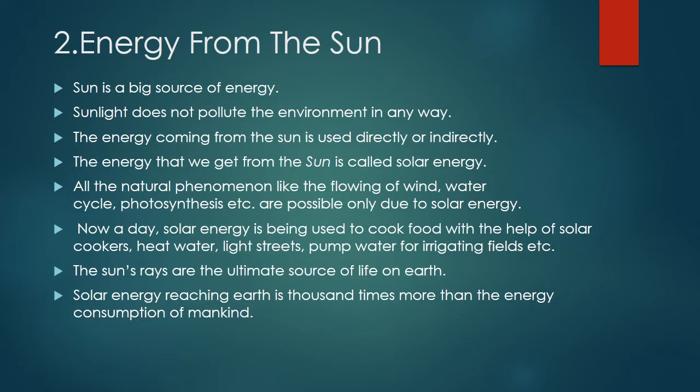Energy from the sun. The sun is basically a big source of energy. Sunlight does not pollute the environment in any way. So the energy coming from the sun is used directly or indirectly, and that energy is pollution free. The energy that we get from the sun is basically called solar energy.